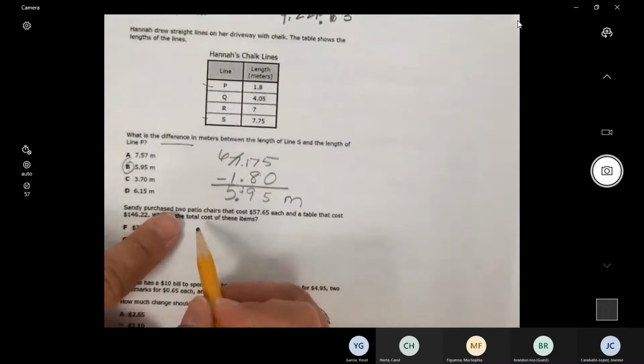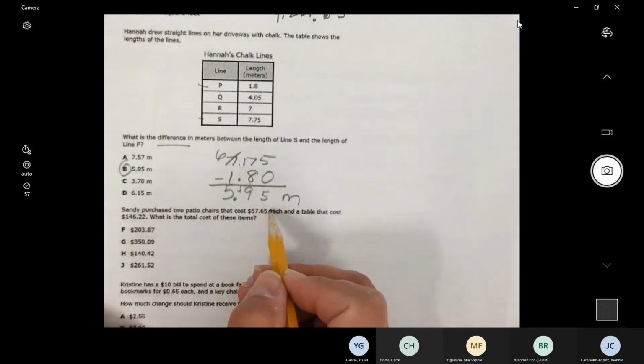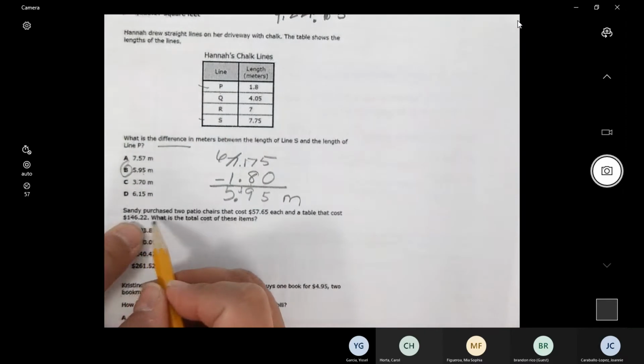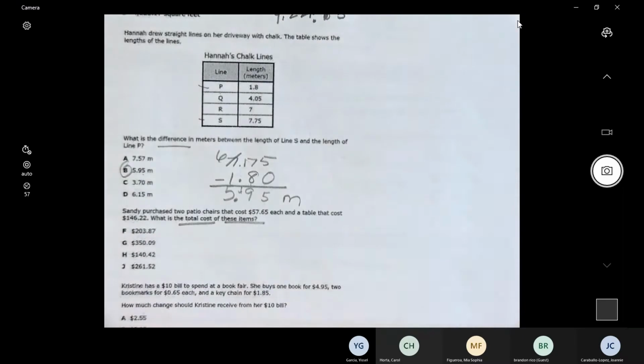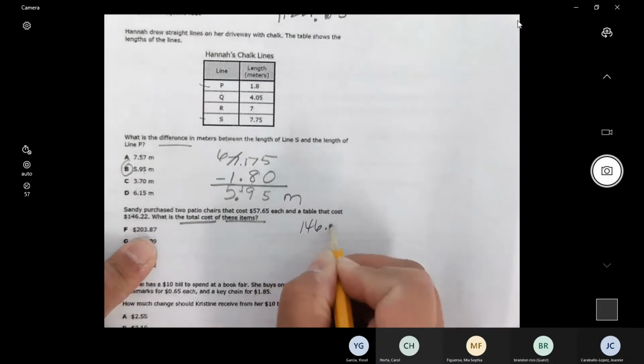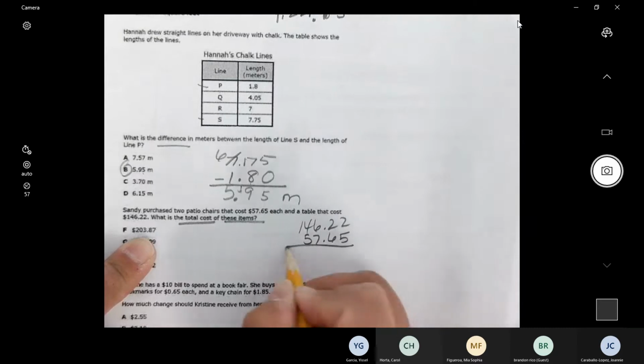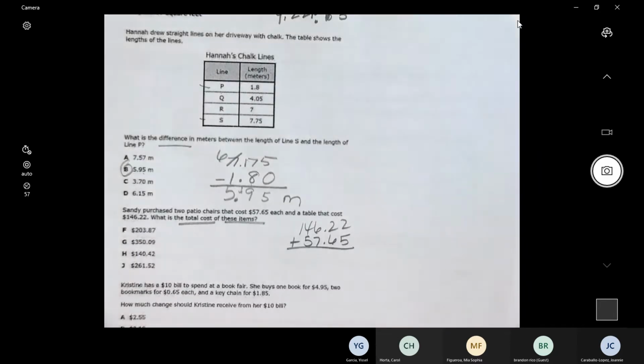So it says Sandy purchased 2 patio chairs that cost $57.65 each, and a table that cost $146.22. What is the total cost of these items? So what do I have to do, Sandra? Just add. What am I going to add, Mateo? So 146.22 and $57.65, correct?